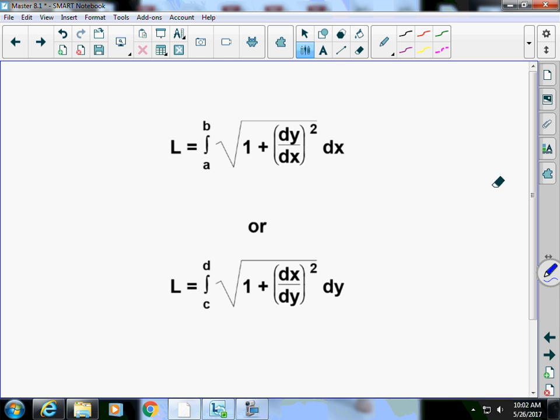And here's the formula. This formula you will need to know for your test. Again, this will be test 4, which will include sections 8.1, 8.2, chapters 10.1 through 10.6.